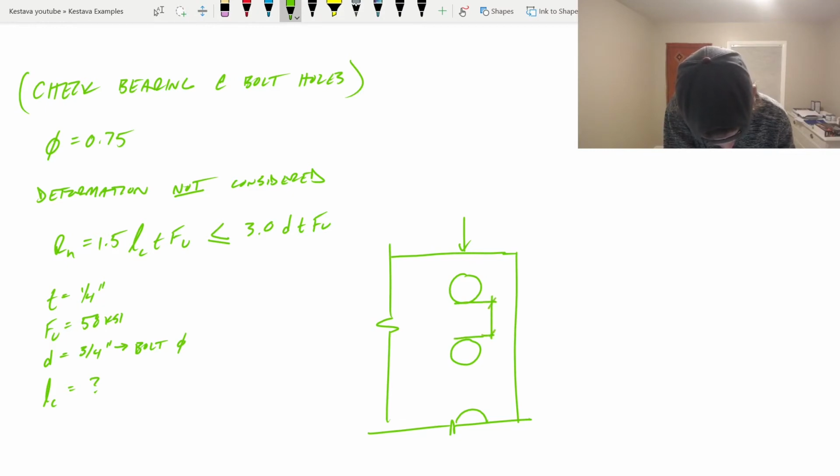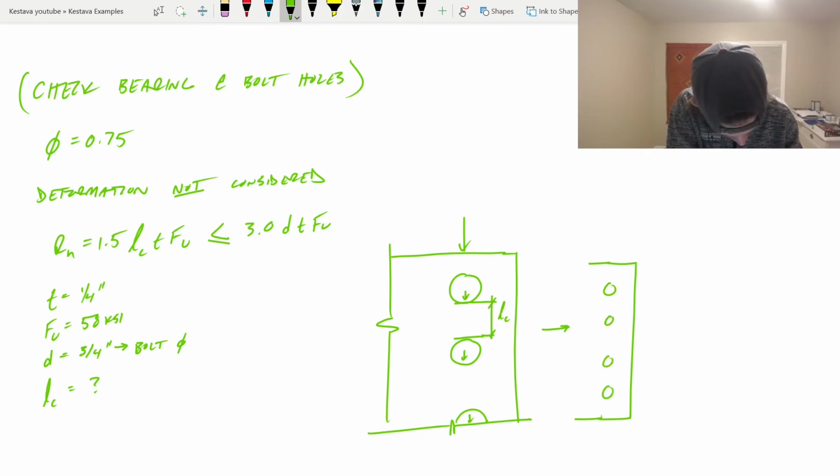That is L sub C. And that L sub C is for each individual bolt, because all of these bolts are bearing on that plate. Obviously I didn't draw all 4 bolts here, I just drew a zoom in of 2 bolts. So if we zoom out a little bit and we have our 4 bolts, we're going to have an L sub C right there, L sub C right there, L sub C right there, and an L sub C at the end.